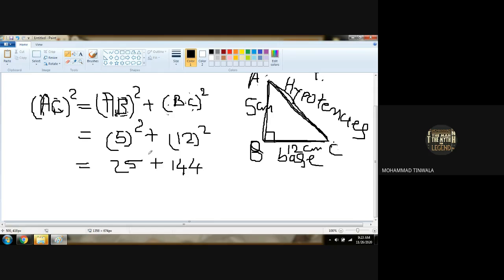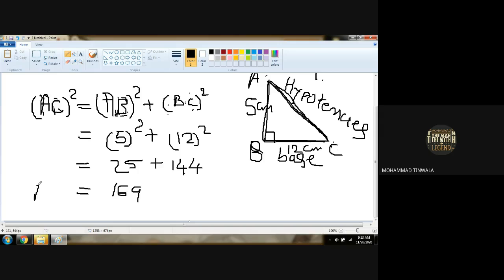Barabar? 5 how many times? 5 raised to 2 means 2 times. So 5 into 5 what you will get? 25. 12 raised to 2 means 12 2 times. 12 into 12s are 144. So your total comes up 169. Am I right or wrong? And 169 what you got?